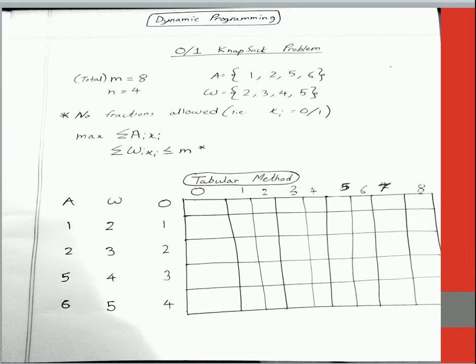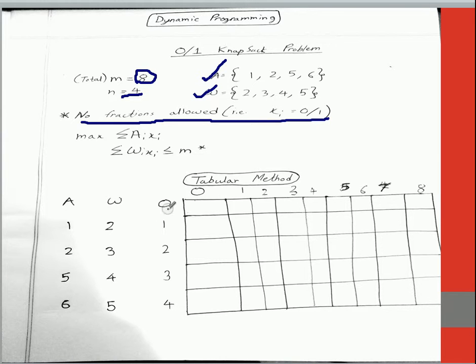So the color I will choose today is blue. You have four things: some items, their weights, how many items you have, and what the total allowed weight is. These are the four things that you have. First, we draw a table. By the way, this is the point of 0, 1. You cannot have fractions. You either take or you don't take.